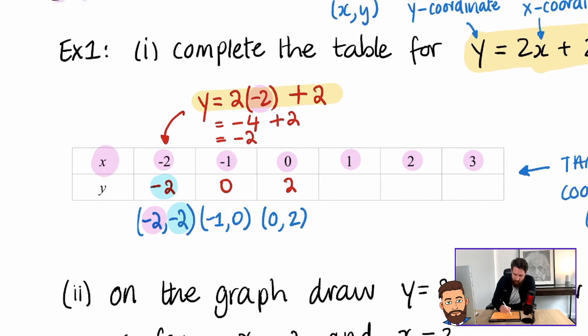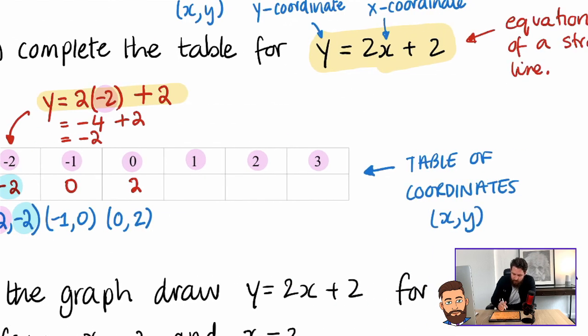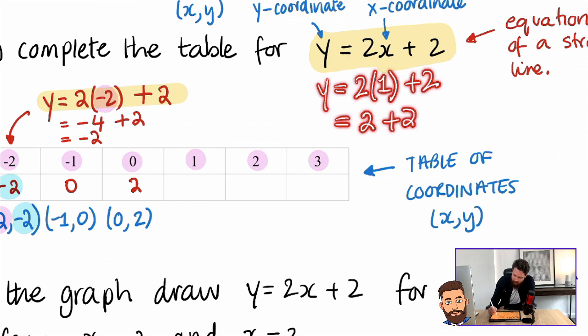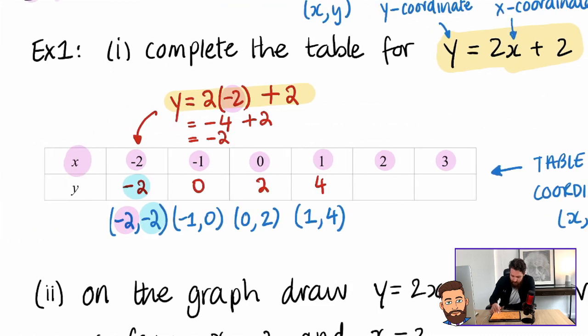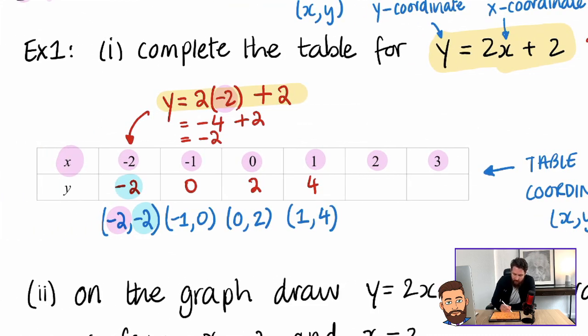Okay. Next. Now we're positive, it gets a lot easier. When you're dealing with negatives, you've got to be really careful, but when it's positive, it becomes a lot easier. When x is 1, well, y equals 2 lots of x, well, x is 1, 2 lots of 1 plus 2. 2 lots of 1 is 2, plus 2 is 4. So our y coordinate there would be 4. Again, we can write that as a nice coordinate, 1, 4. And you're probably starting to see a pattern right now. If you're looking at these numbers and seeing what's happening to them, you could probably see a pattern.